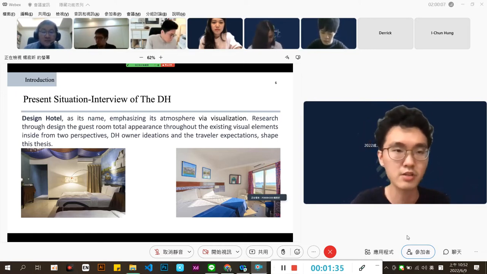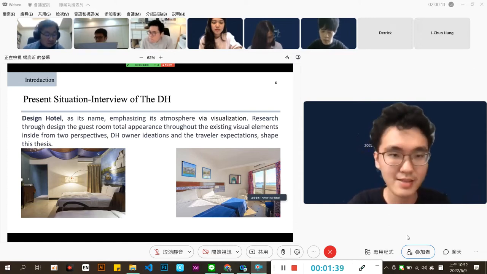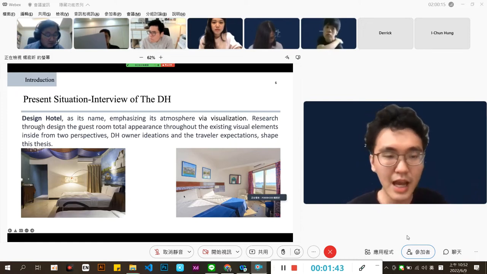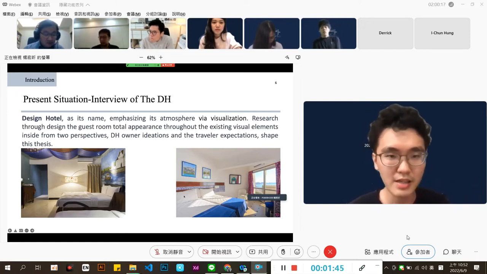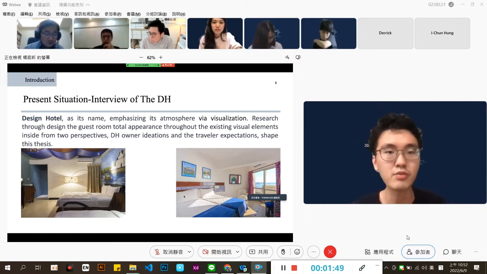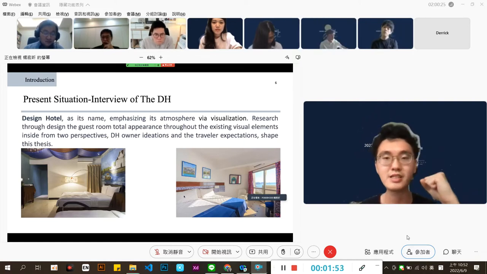The hotel type that achieves this per night spend is called the design hotel, which differs from the star rating hotel as its name suggests, emphasizing its atmosphere via visualization. This research designs the guest room total appearance through the existing visual elements from two aspects: the DH owner's design and the guests' expectations.